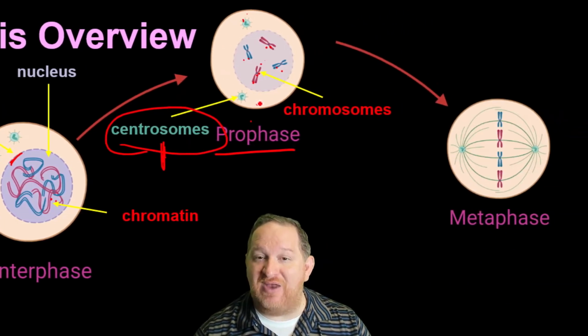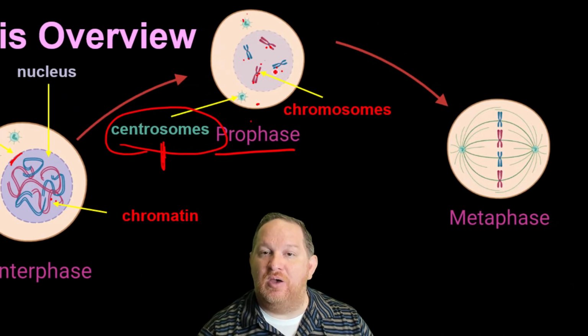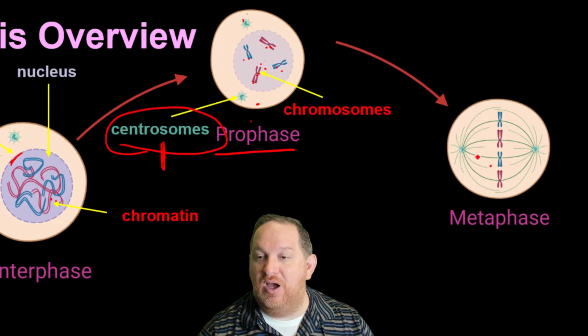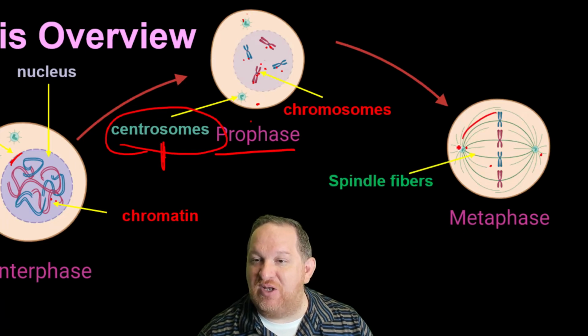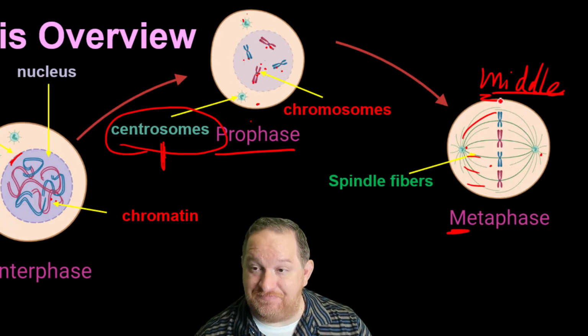Okay, now we're in metaphase. What's happened? Well, how do we get from here to here? Obviously, these centrosomes moved to the ends of the poles, and we now see these little green spindle fibers. I like to think of this as sort of like a little railroad track that helps these chromosomes move. Well, where have they moved? To the middle. This is an easy one for me to remember because meta, they're in the middle.